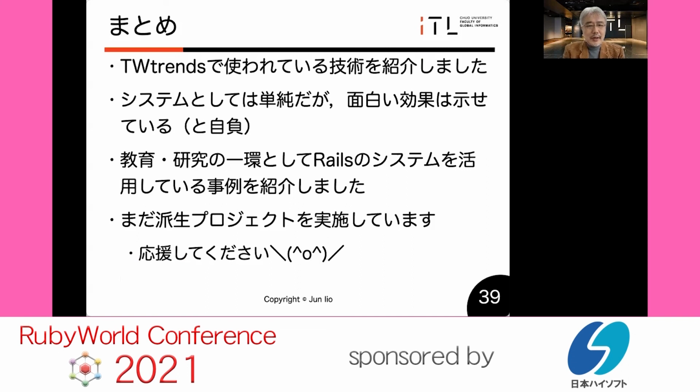So I think it's almost 30 minutes. I introduced the technology we use for the TW trends. As a system, it's rather simple, but visualizing the data using D3.js and Spring Embedder for the co-occurrence network was rather interesting, I think.